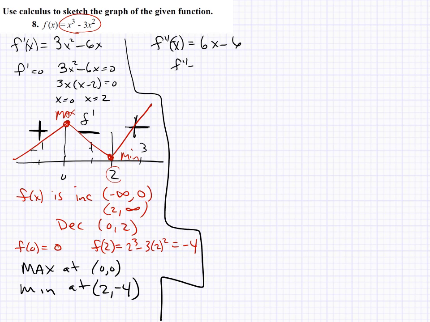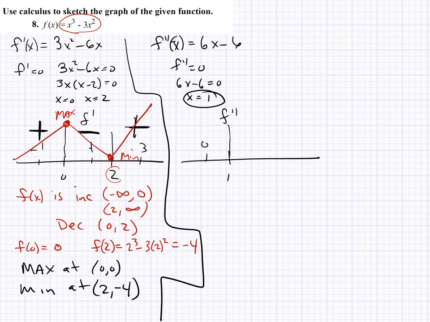That's going to equal 0 when 6x minus 6 equals 0, so when x equals 1. It doesn't, and you don't have to worry about not existing, again, because it's a polynomial. So then I'm going to do my table for this one. I only have this one value of 1. I'm going to look at the second derivative.